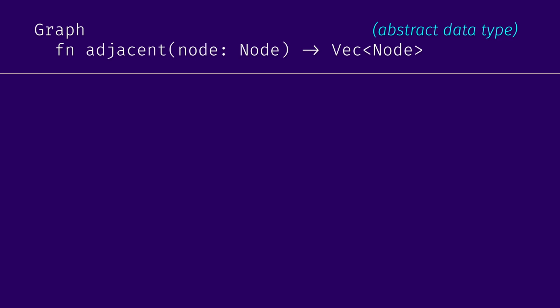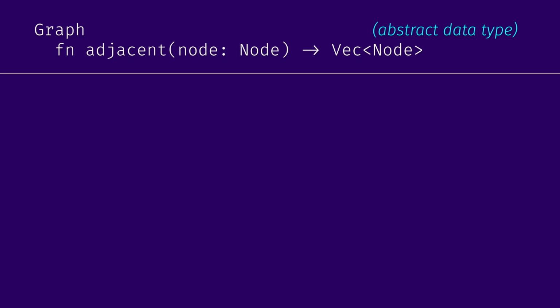In this case, we are returning a vector of nodes. Naturally, this is not required. In Rust, you can also return an iterator. It can be some other kind of collection or data structure. So it really depends on your implementation, but being an abstract data type, we don't care about such details.